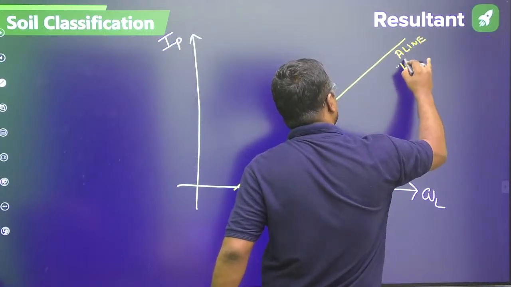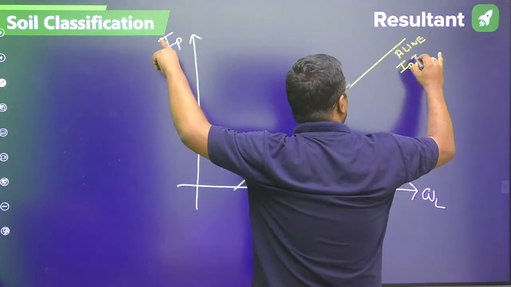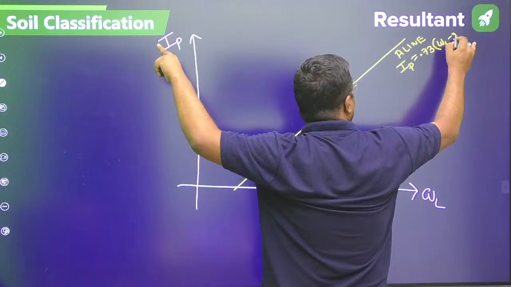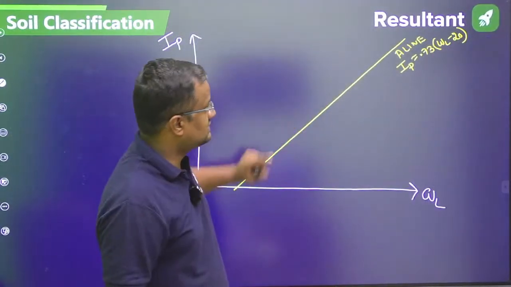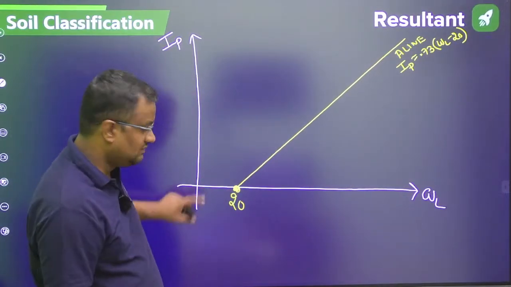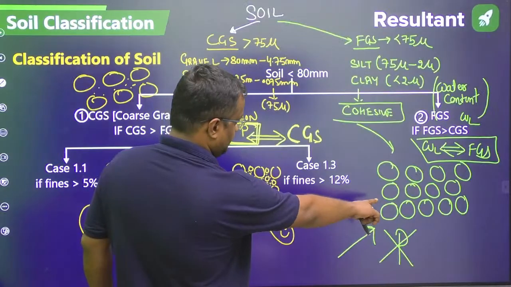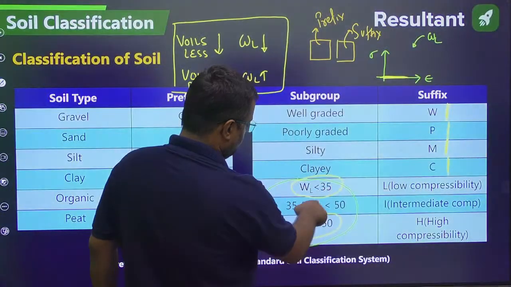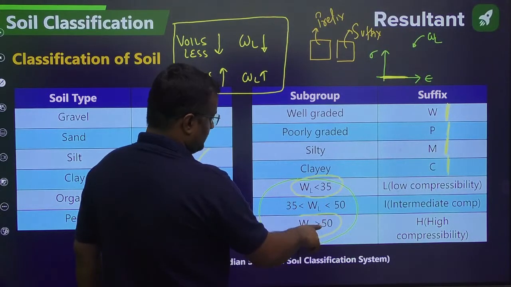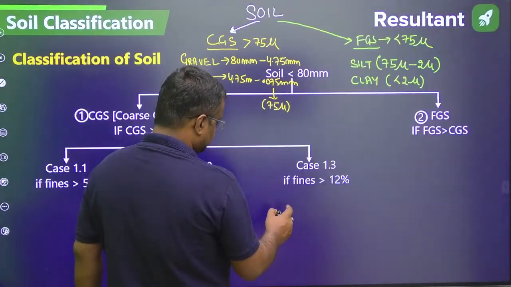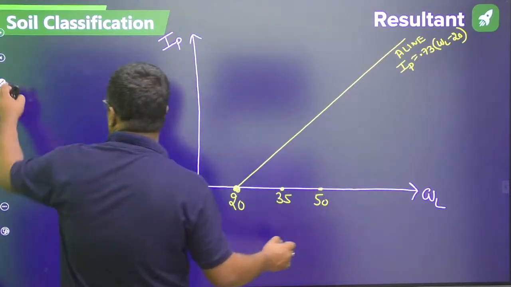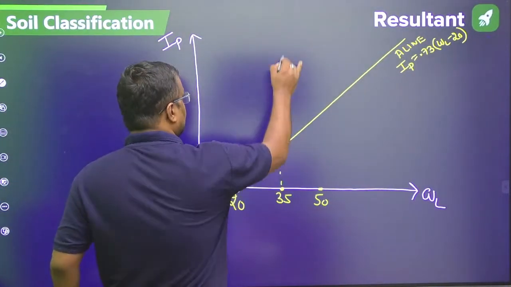The A line equation is Y equal to 0.73 times (WL minus 20). This is the equation of this line. So of course, when WL is 20, IP will be 0. Along the x-axis we mark 20, 35, 50 and more.